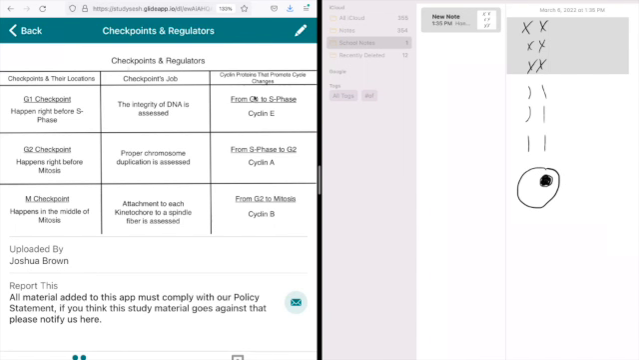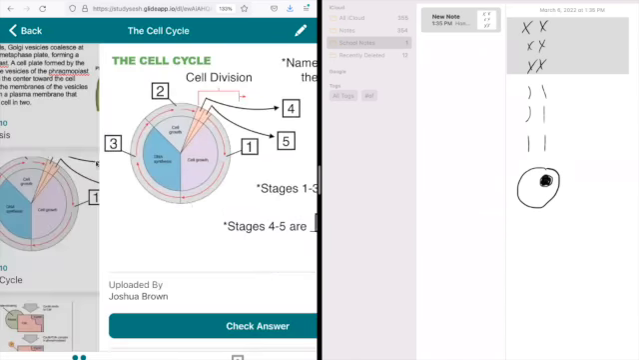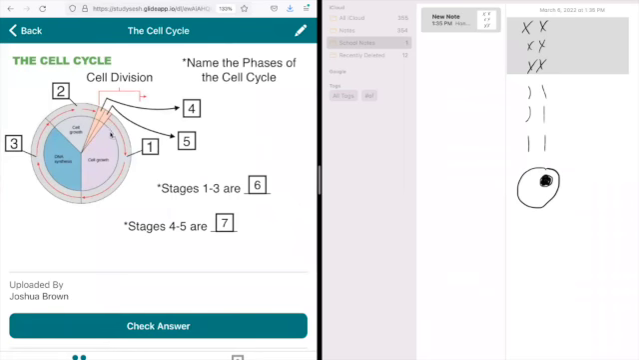Then you have the promoting points, the regulators. With each phase, I'm not sure if I want to go back to the diagram or not. I'll go back to the diagram. So during the G1 phase here, from G1 to S phase, how do we know when it's time to move to the next phase? Well, the answer is simple. You have proteins.